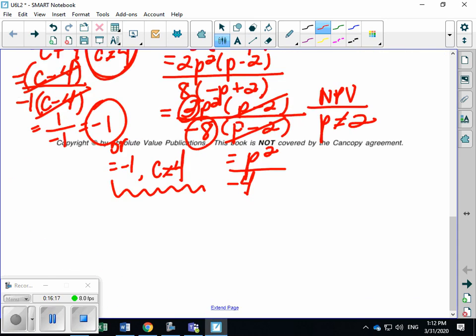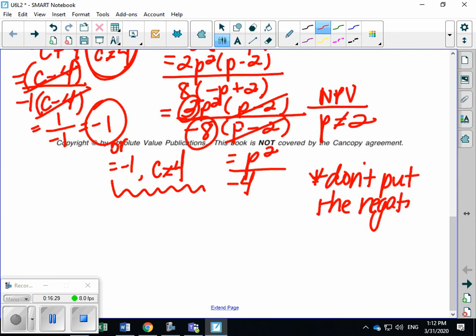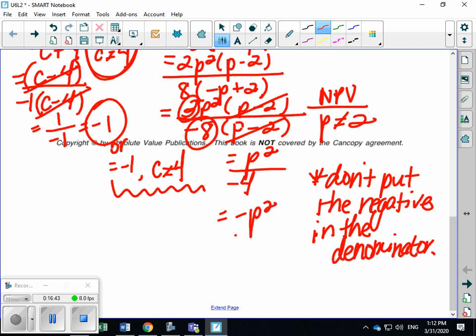However, do we ever want a negative in the denominator? No. So I'm going to write a little note here that says don't put the negative in the denominator. All you have to do is put it in the numerator. You're just moving it up. Okay, so this is going to be equal to negative p squared divided by 4. That should be how we state our final answer. Okay, I don't want you to state it as p squared divided by negative 4. We'd rather you move the negative up to the numerator. Okay, and then we've stated our restriction, p cannot be equal to 2.